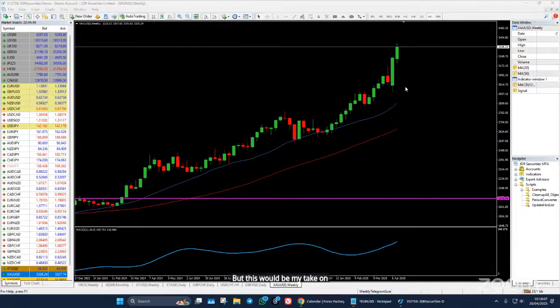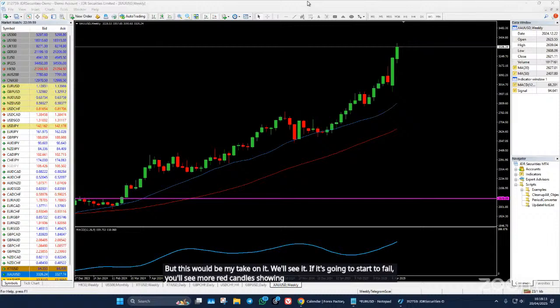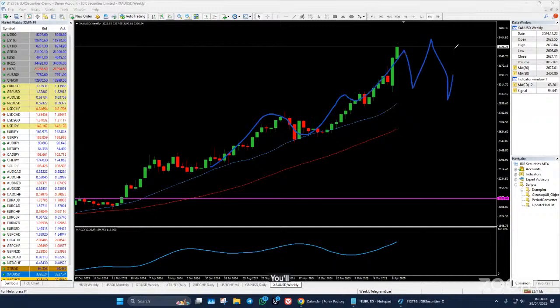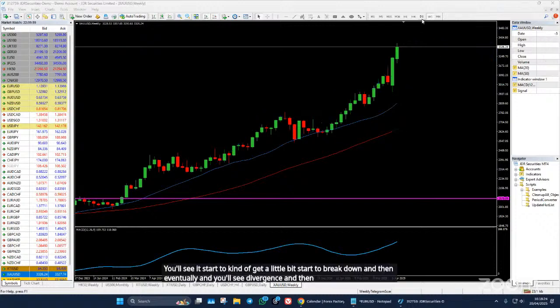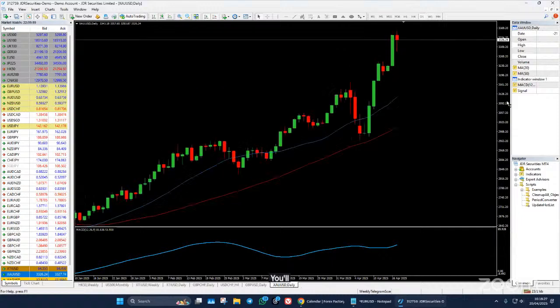If it's going to start to fail, you'll see more red candles showing up. You'll see it start to lose its trend. Right now it's got this beautiful trend, it's very rhythmic. You'll see it start to break down, and then you'll see divergence, and then you'll see it on the weekly, not just the daily. You'll see it start to fall apart.